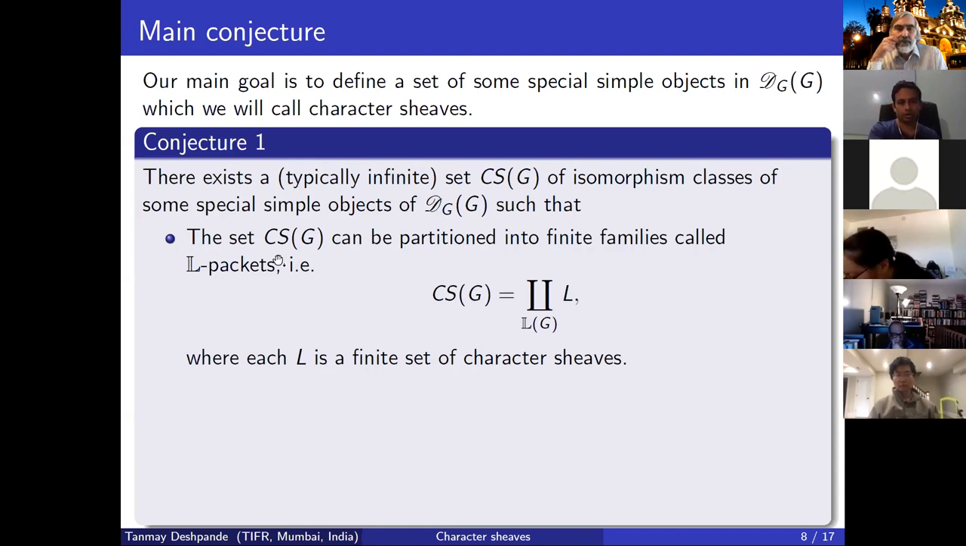So first of all, the set of character sheaves should be partitioned into certain finite families known as L packets. Here this L stands for Lusztig, because Lusztig defined such a partition for reductive groups. So here this bold L G is the set of all L packets, and so we want a partition of the set of character sheaves into these Lusztig packets, and each Lusztig packet should be finite.